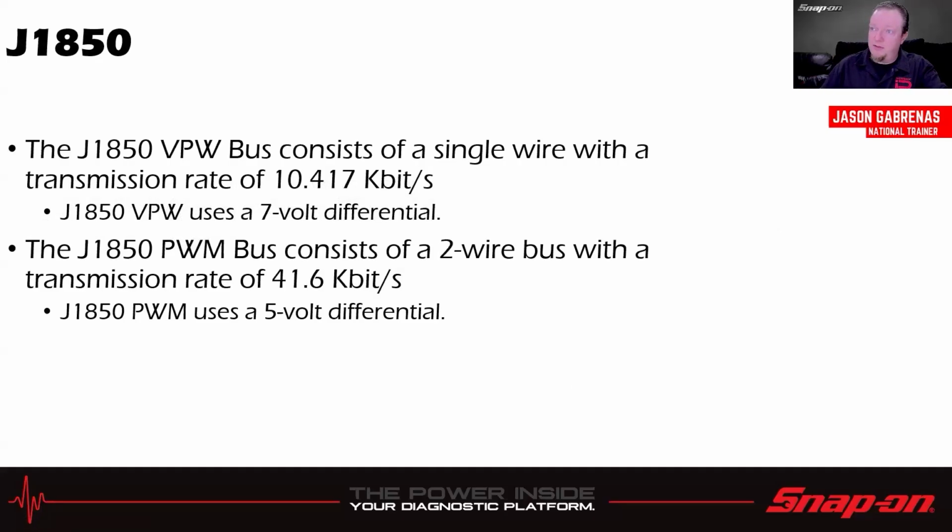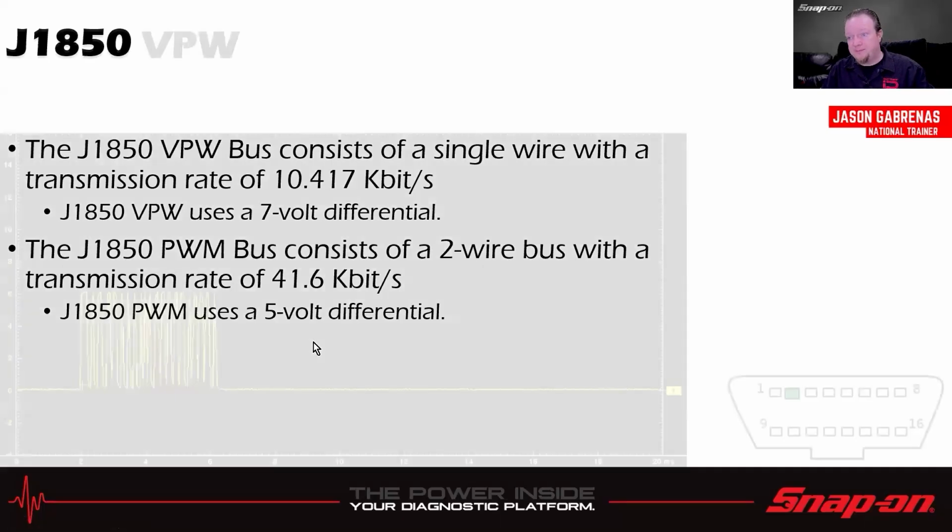J1850 variable pulse width consists of a single wire, transmission rate of roughly 10 kilobits per second. It uses a 7-volt differential. So if I was going to look at this on my scope, I would see 7 volts from point to point. J1850 pulse width modulated bus consists of a 2-wire bus with a much faster data rate of 41.6 kilobits per second, and it uses a 5-volt differential.